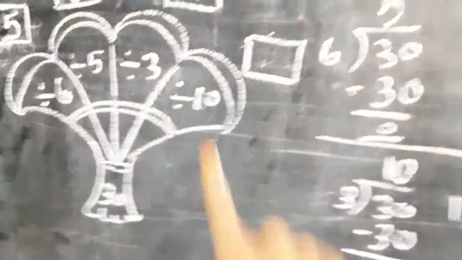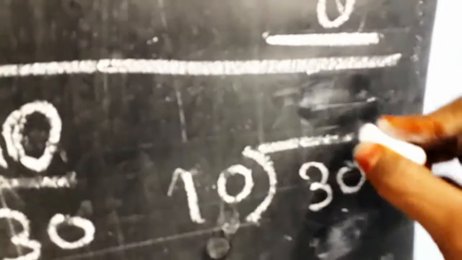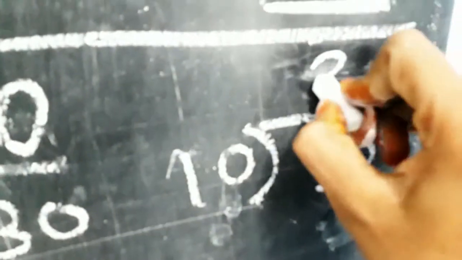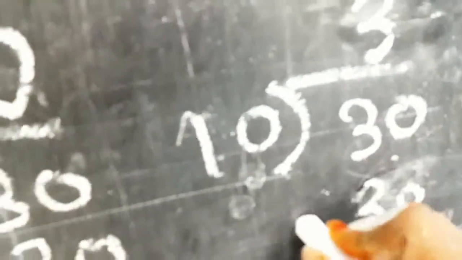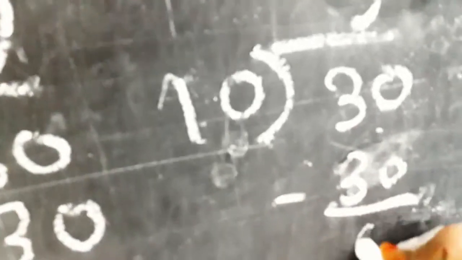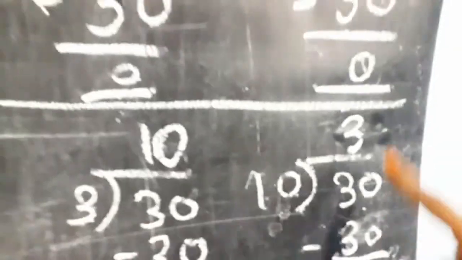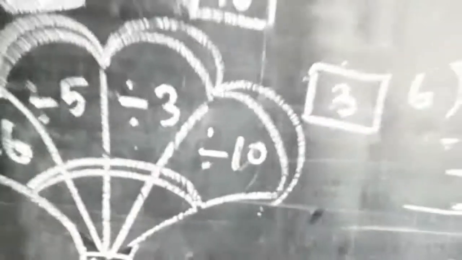13 divided by 10. How many 10s are 30? Yes, 3 10s are 30. So you write the number 3 in the quotient. 3 10s are 30, and 30 is written in the dividend. Now we subtract 30 minus 30 is 0. Therefore 13 divided by 10 comes to the answer 3. So write the 3 in the box.